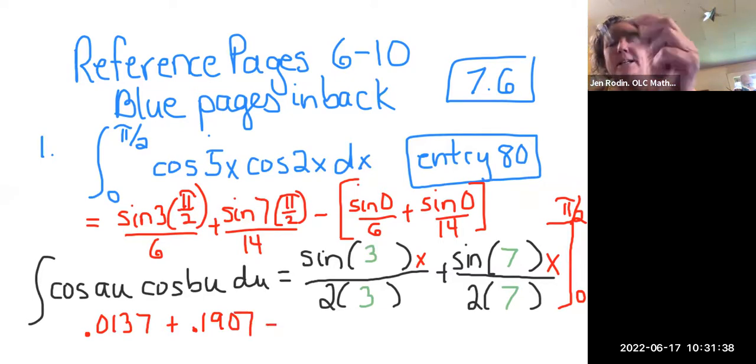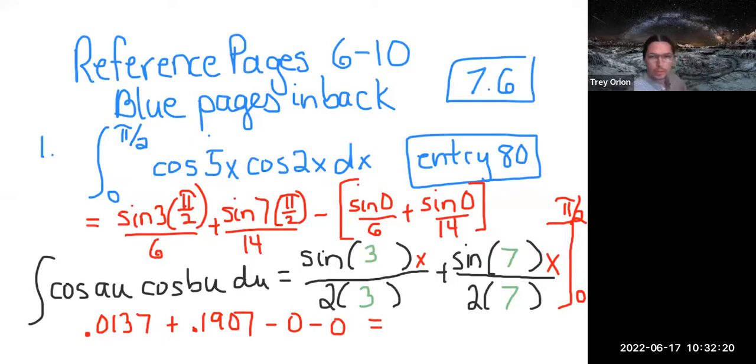Sine of 0 is 0, and sine of 0 is 0. So that's just going to be minus 0. Minus 0. So let's see what we got. 0.0137. Anyway, that we could leave it at there. Oh, where was I? I was going to write that final thing, what that equals.